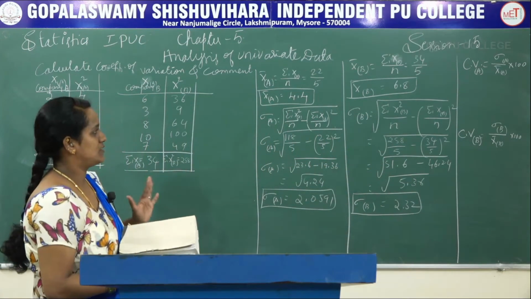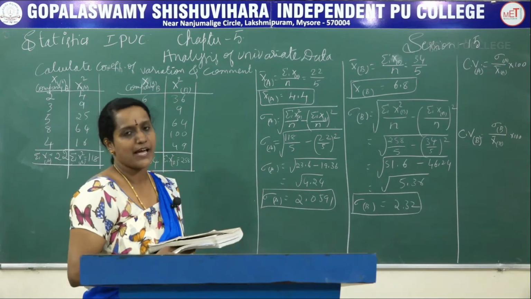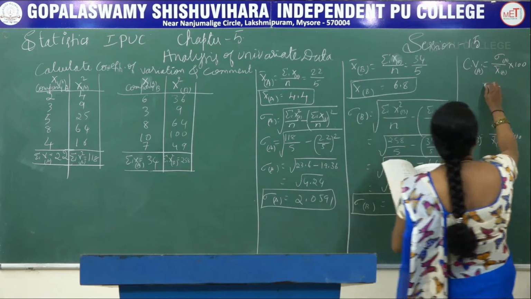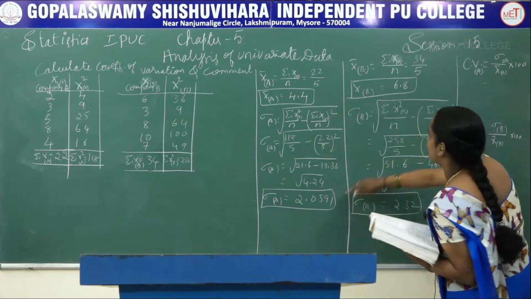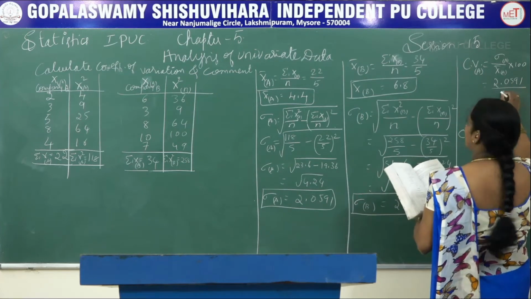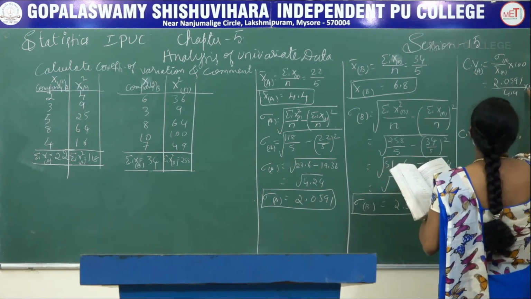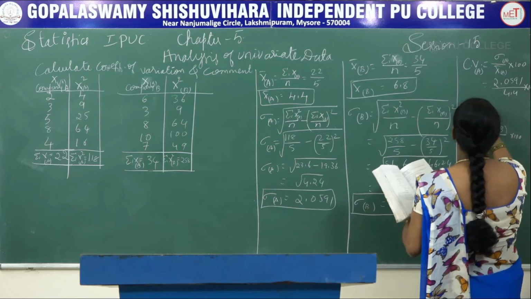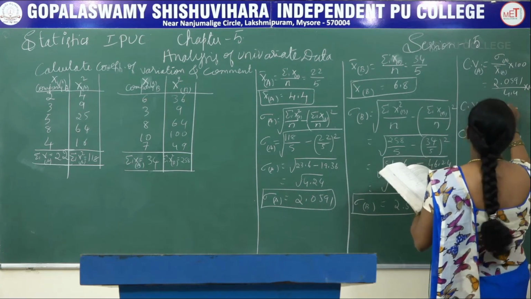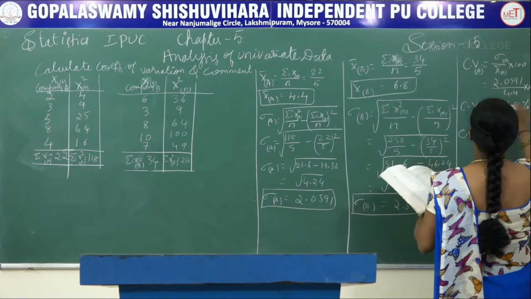After completing these things, the last step is we have to calculate the CV, that is coefficient of variation. So for company A, these are the values: 2.0591 divided by 4.4 into 100. So CV of A is equal to 46.8%.